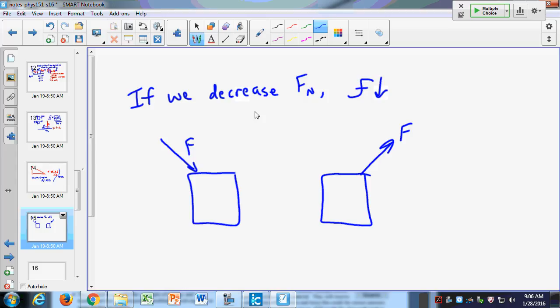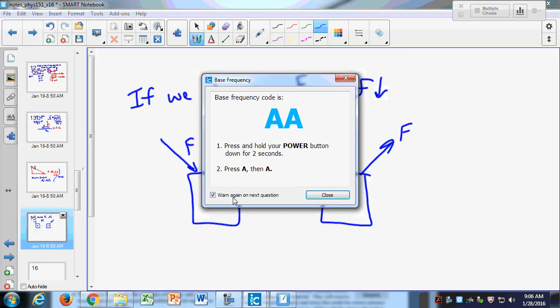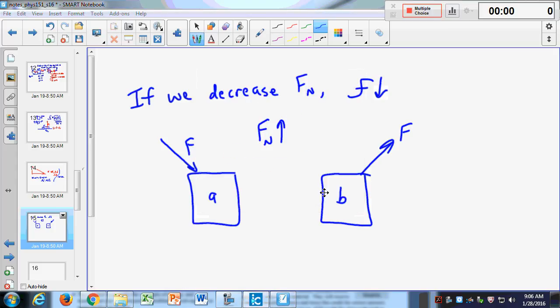In which case is the normal force greater? And hence the frictional force will be greater. Is the normal force greater here, or is it greater here? Let's do it as a clicker question, actually. So is it A, the normal force is greater, or B? So in which case is the normal force bigger? Is it A or B? Where is the normal force bigger?